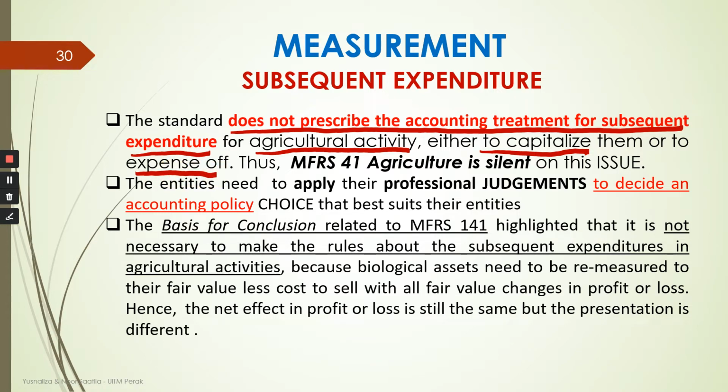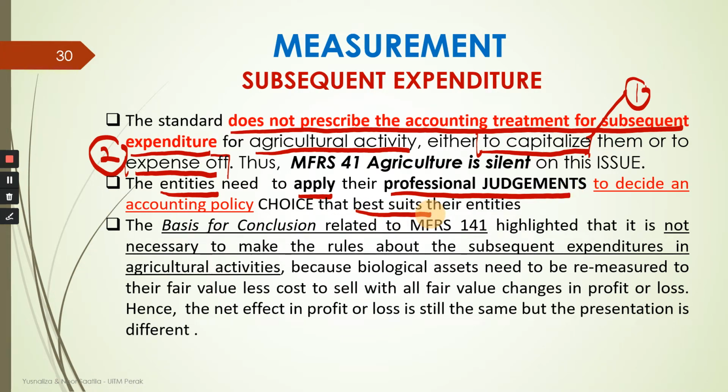However, MFRS 141 is silent on this issue of either to capitalize or to expense off. These are the two options, right? Number 1 and number 2. But nothing is being mentioned there. So accordingly, the entity needs to apply their professional judgment to decide an accounting policy, whether to expense off or to capitalize, and the choice should best suit their needs.